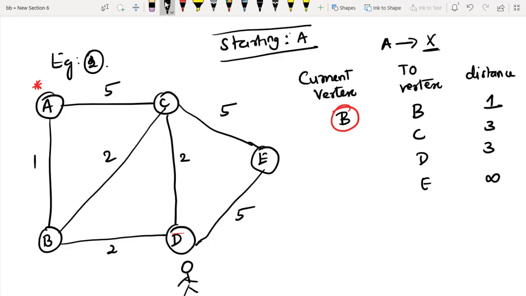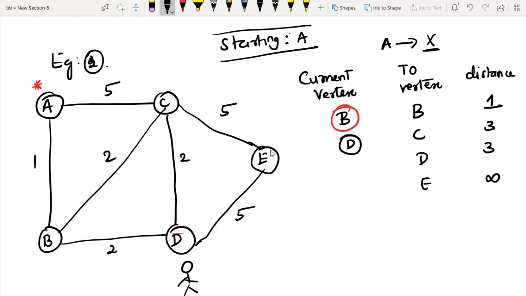Let me move to D. So my current vertex is now D. From D, what are all the nodes that are directly connected? C and E are directly connected, and B is also directly connected. But for B, the shortest possible distance is 1, so I am ignoring B. I have already written the shortest distance from A, that is 1. It's not going to change because it is directly connected, so I am ignoring that.